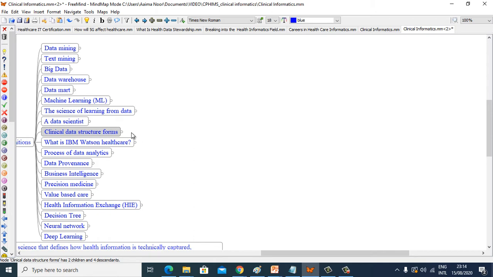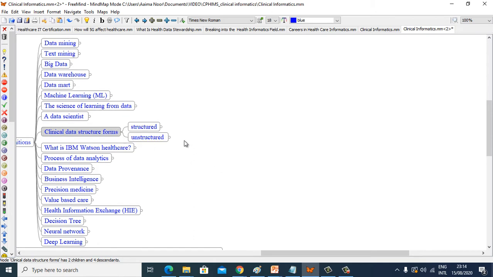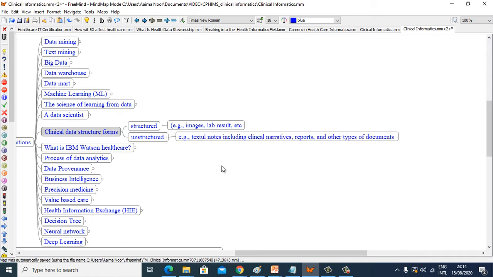Clinical data structure forms: structured and unstructured. A structured example: image, lab result, etc. An unstructured example: textual notes including clinical narratives, reports and other types of documents.